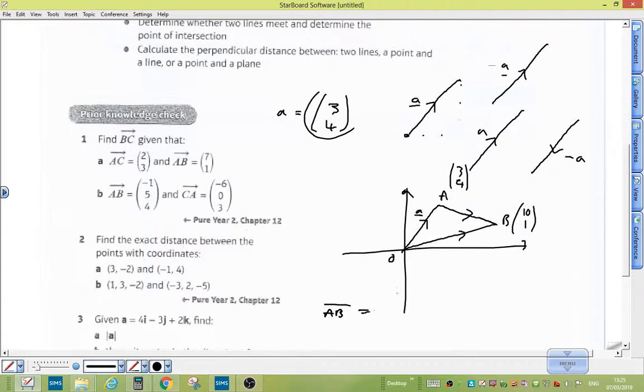It's using the triangle law, which means if you start from A, you need to go down the known vector, which means it's minus A, and go up this vector, which is B. And it doesn't matter what order you do it in. If I go across B and then back down A, you can see I still get to the same point. So I prefer to write that as B minus A.